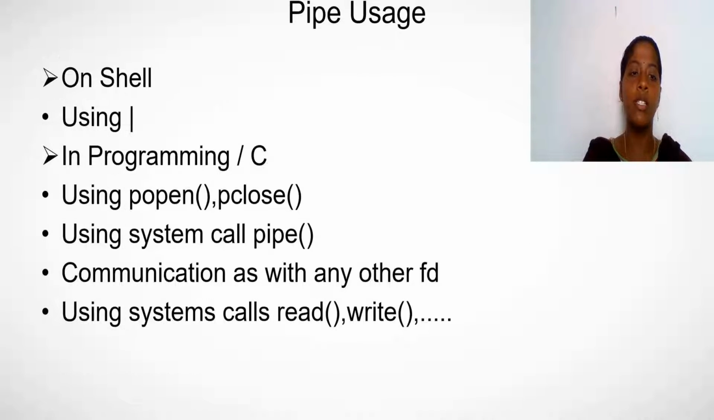Next we will discuss pipe usage. In the shell, we can use the pipe symbol. In programming in C, we can use popen and pclose, or the pipe system call. Communication is done using the system calls read or write. You can use either. Next we will discuss FIFOs.